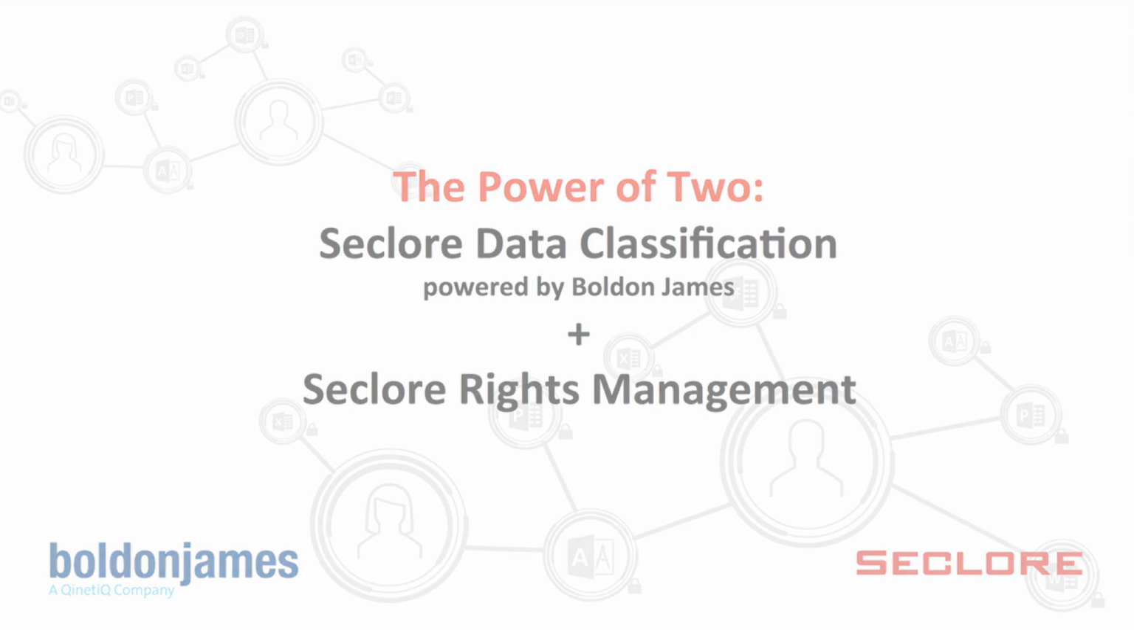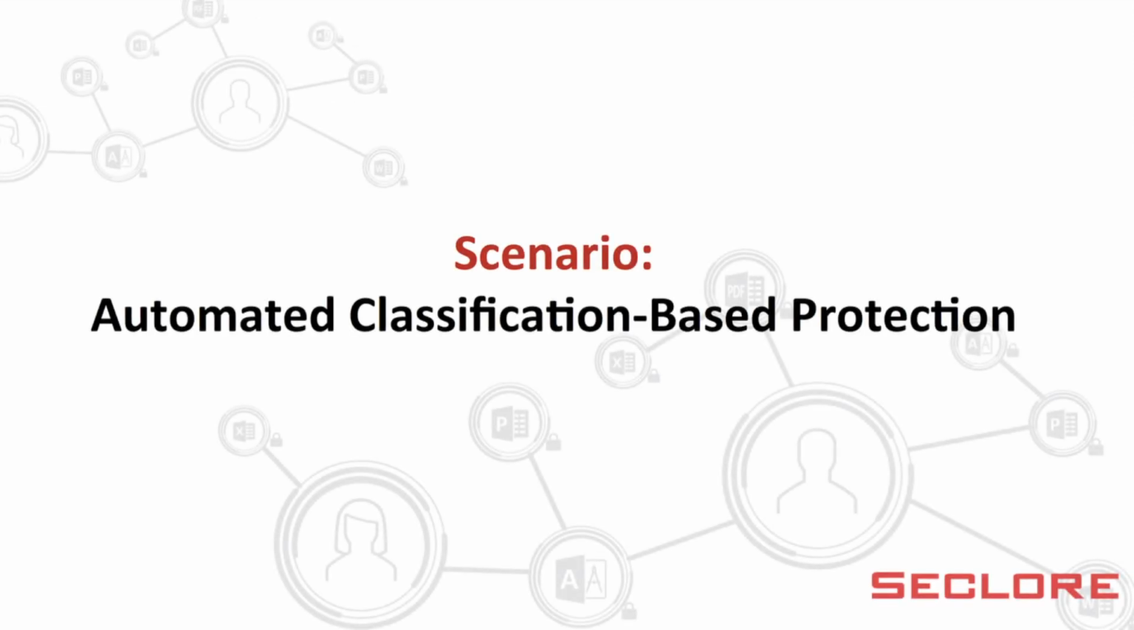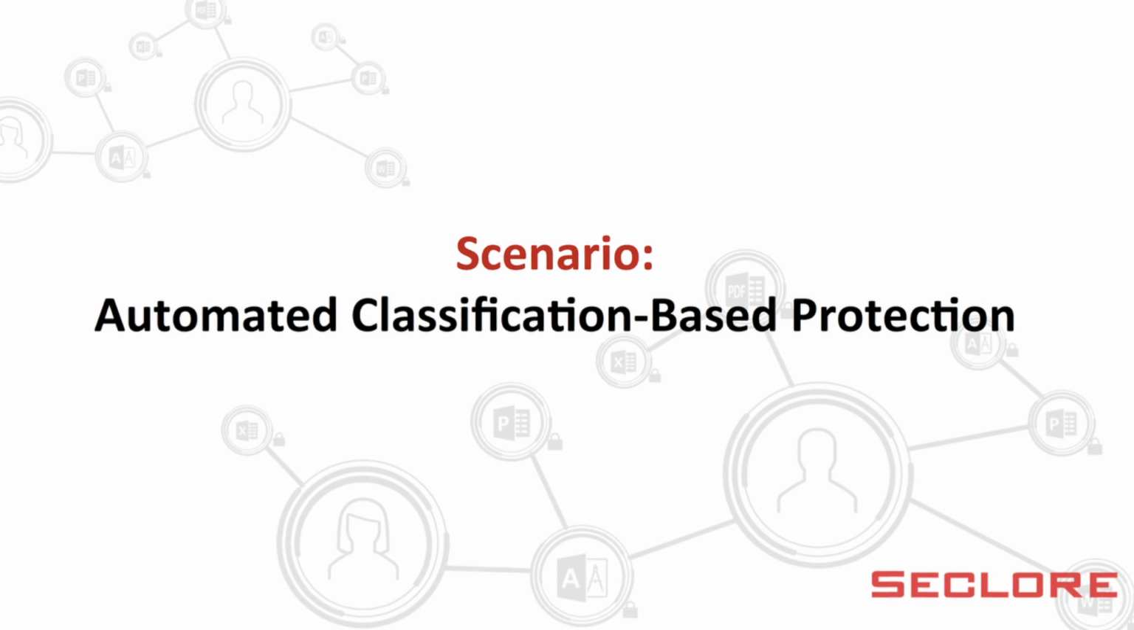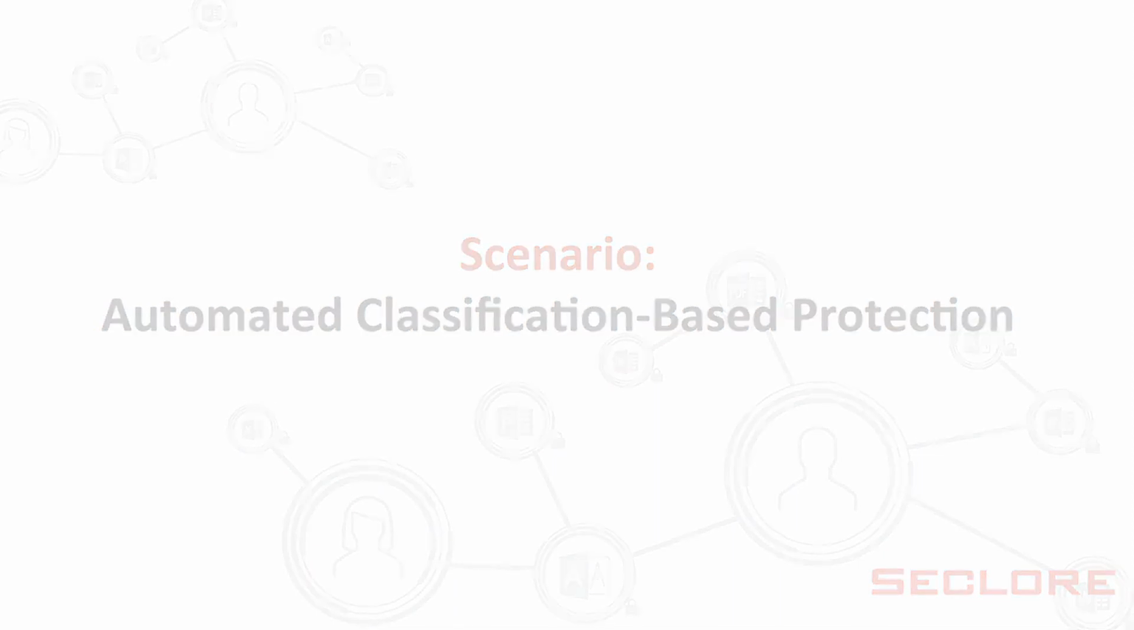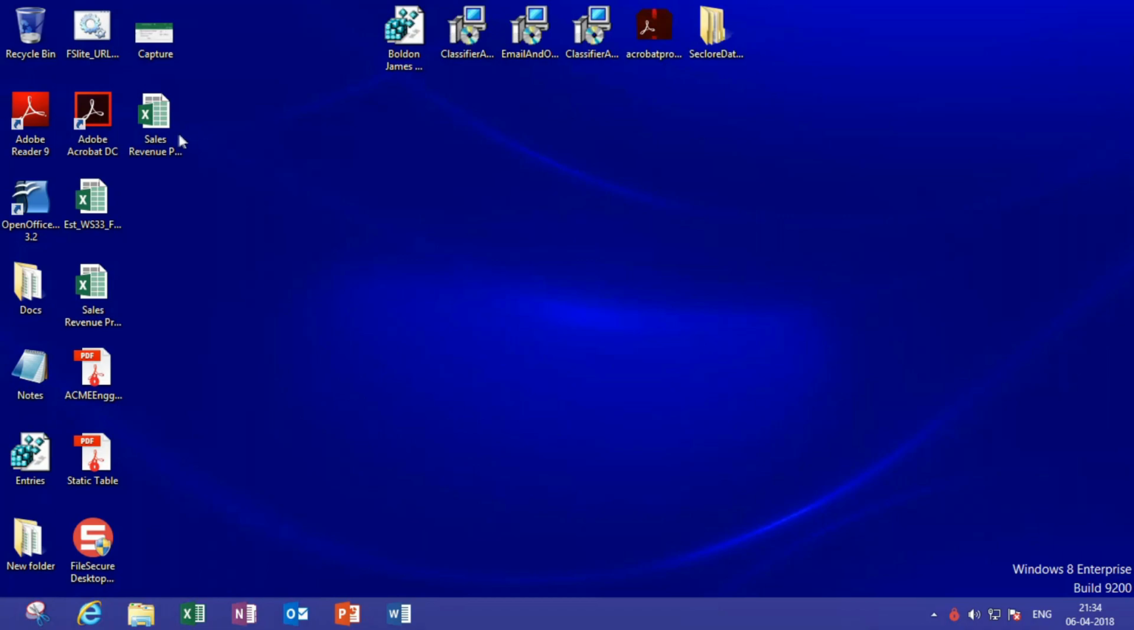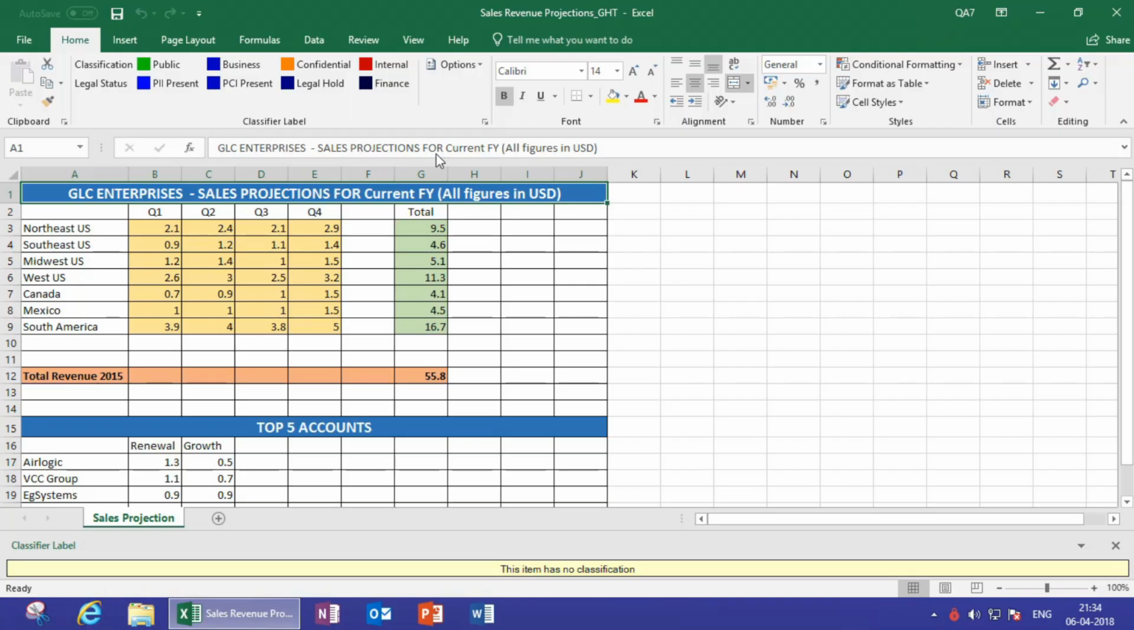Let's get started. In this first scenario, we'll show you how secure data classification, powered by Boldon James, integrates with Secure Rights Management to automatically add granular usage controls based on classification labels. Let's start with showing you how to classify, enforce, and track information when utilized and shared.